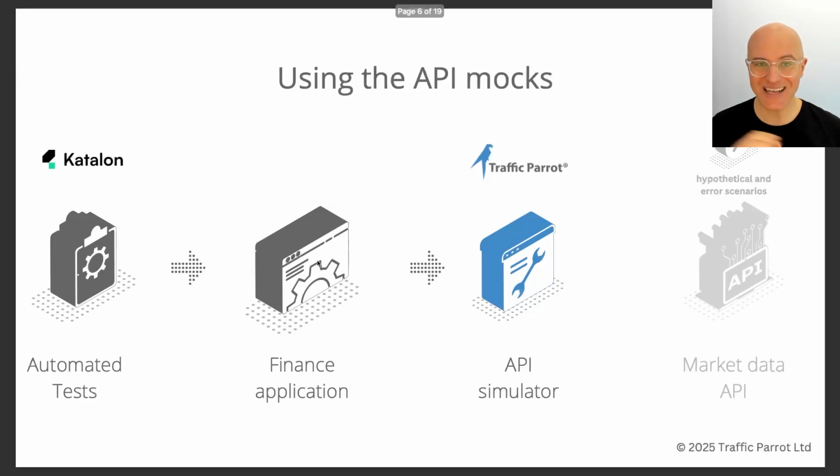And what we can do next is use these API mocks or API simulators. So our market data API and test environment is not going to be used, but for the purpose of running our automated tests, we'll be using the simulators, where the finance application will be connecting to the simulators, not the real market data API. And what we can do then is set up the test data in Traffic Parrot, okay? And I'll show you how to do that as well.